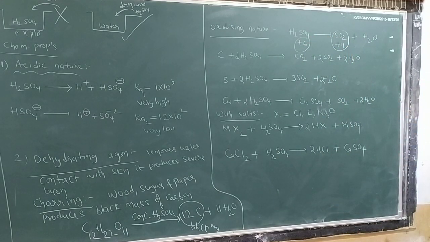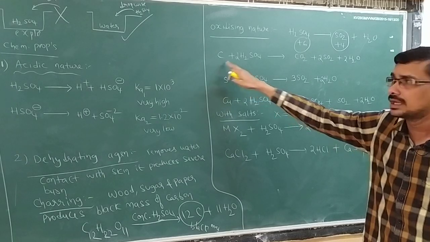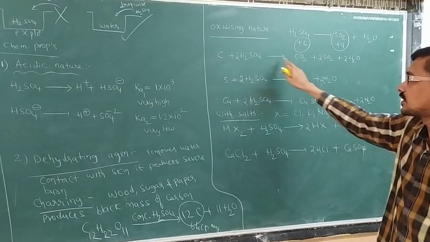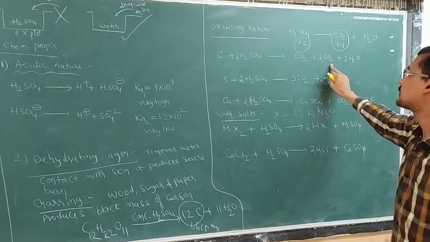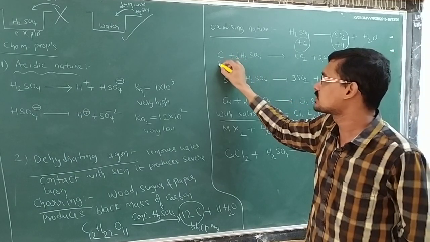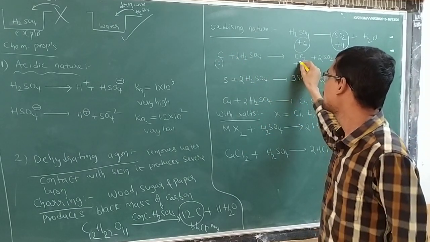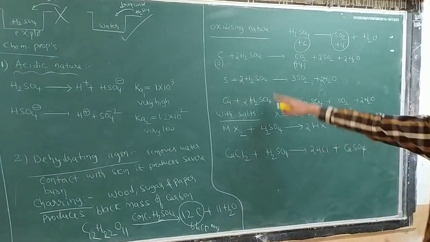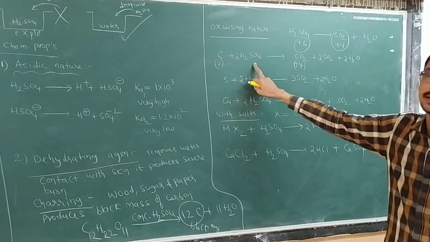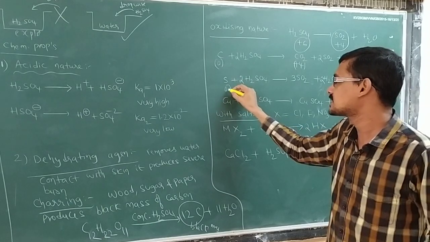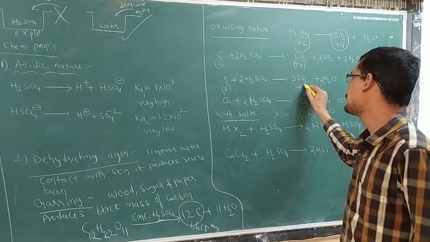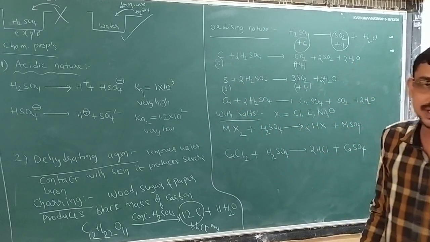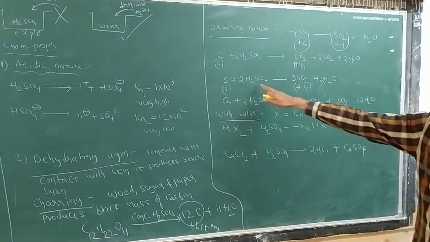So, if a substance undergoes reduction, that is called what? Oxidizing agent. In any reaction you take, carbon, a non-metal, reacting with sulphuric acid, you are going to get carbon dioxide, SO2 plus water. You see here, 0 oxidation state converting into plus 4 oxidation state. Now, carbon is undergoing oxidation. So, it is called what? Oxidizing agent. Next, sulfur, 0 oxidation state converting into what? Plus 4 oxidation, undergoing oxidation here. Therefore, it is called oxidizing agent.